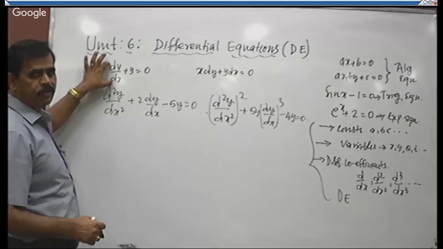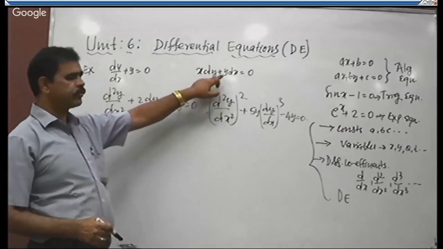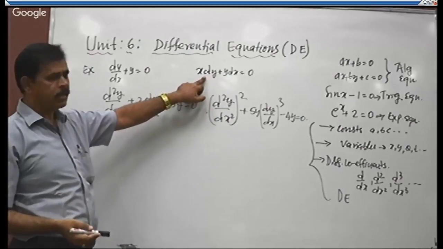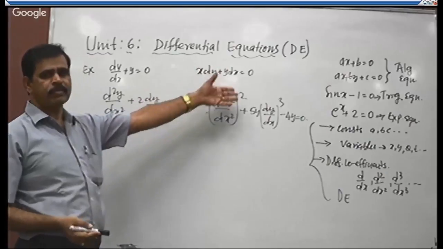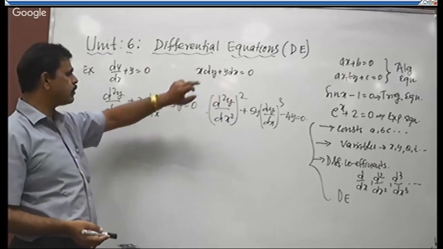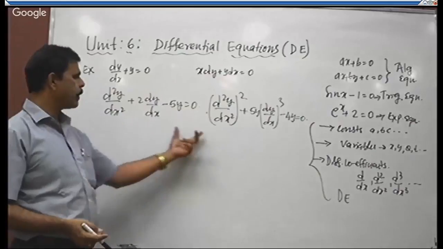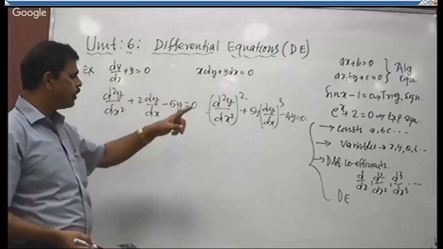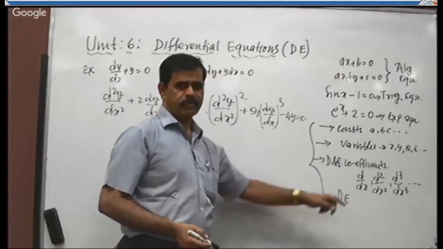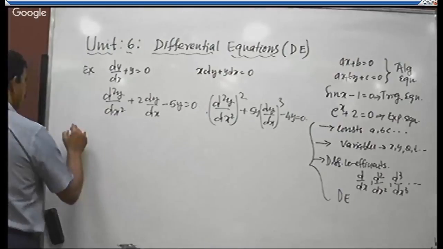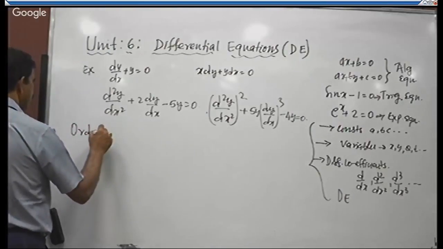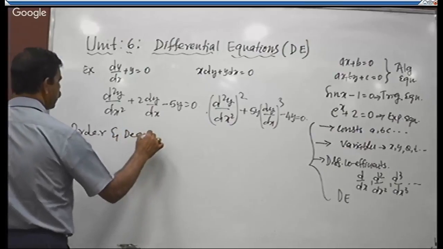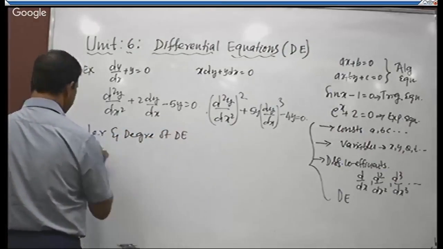So it is a differential equation. d by dx, dy by dx, we can reduce it to differential form, correct? dy by dx becomes what? In x by y or y by x form. So it is also a differential equation. They are all differential equations, right? They consist of differential coefficients, right? Then order and degree of a differential equation.